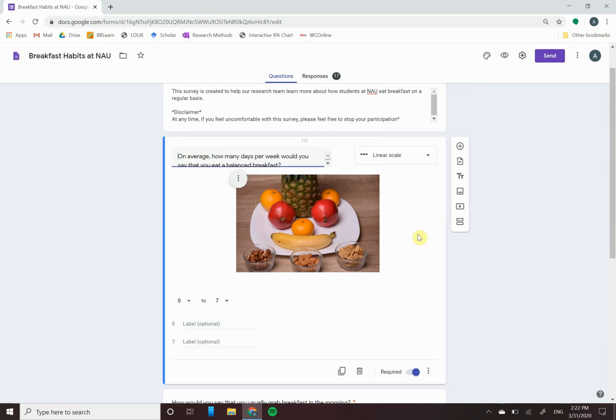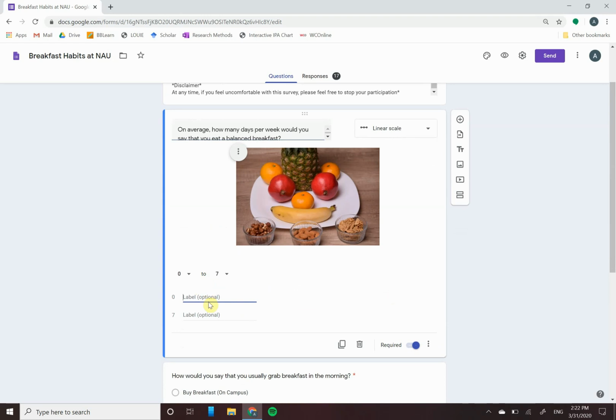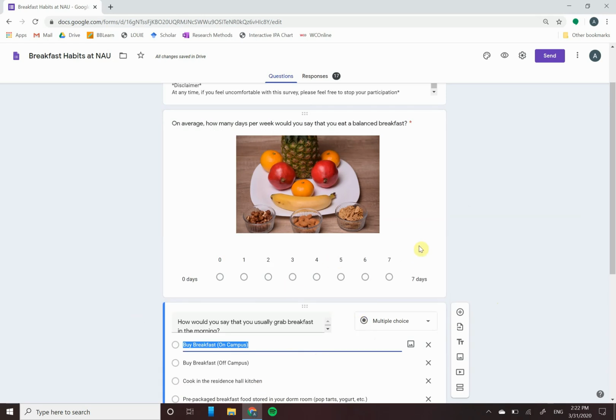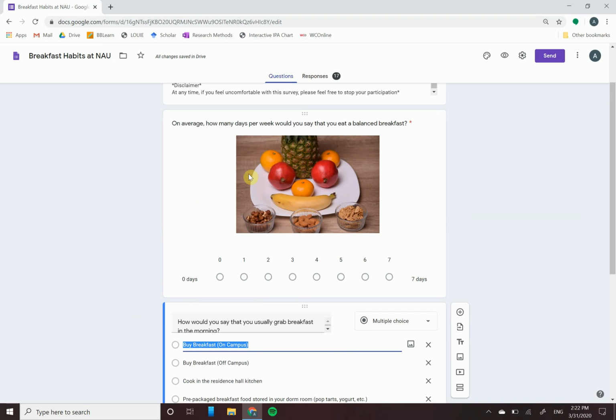I can edit this by clicking on the question, and I can actually label my options too. So I could say 0 days and then 7 days for option number 7, okay? And then if we click out of this, we now have a frame of reference for our question. Sorry to click around like that. This tells your respondents that if they click zero, they're talking about 0 days, 1 day, 2 days, 3 days, 4 days, 5 days, 6 days, 7 days, right?